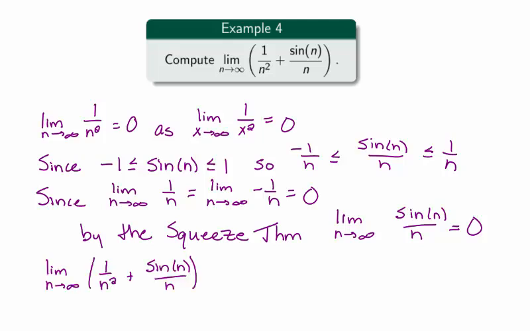Therefore, the limit as n goes to infinity of 1 over n squared plus sine of n over n equals the limit as n goes to infinity of 1 over n squared plus the limit as n goes to infinity of sine of n over n, which equals 0.